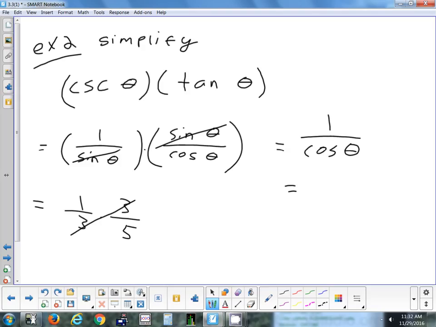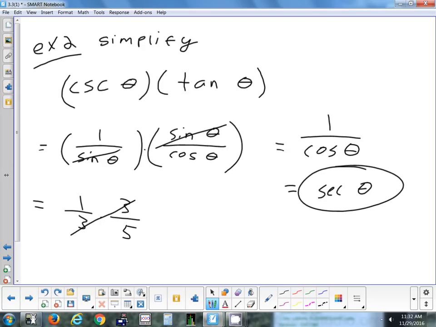And now, at this point, it's a reasonable question. Should you stop there, or should you go one more step? I would go one more step and make that not a fraction. So, Jesse, what's 1 over cosine the same as? Secant. Yep, secant. And that's the answer. Okay, so if you wanted to take the cosecant of an angle and multiply it by its tangent, it's a lot simpler to just take the secant in one step.